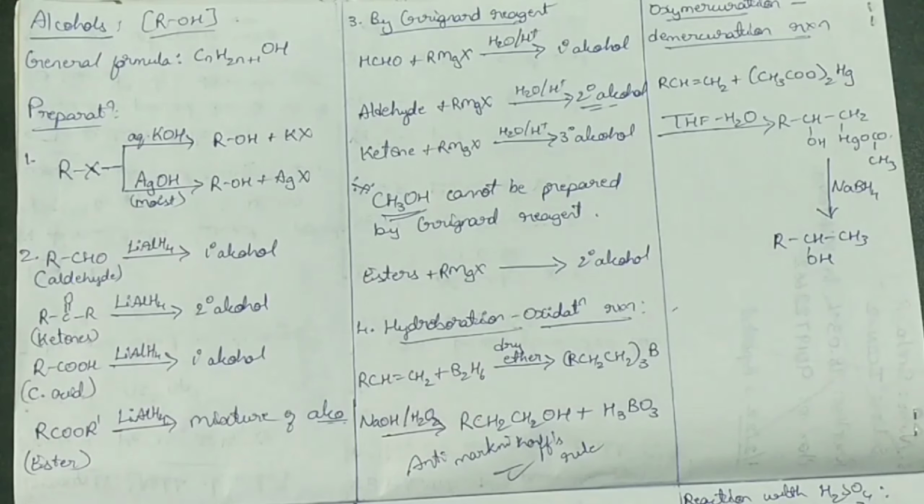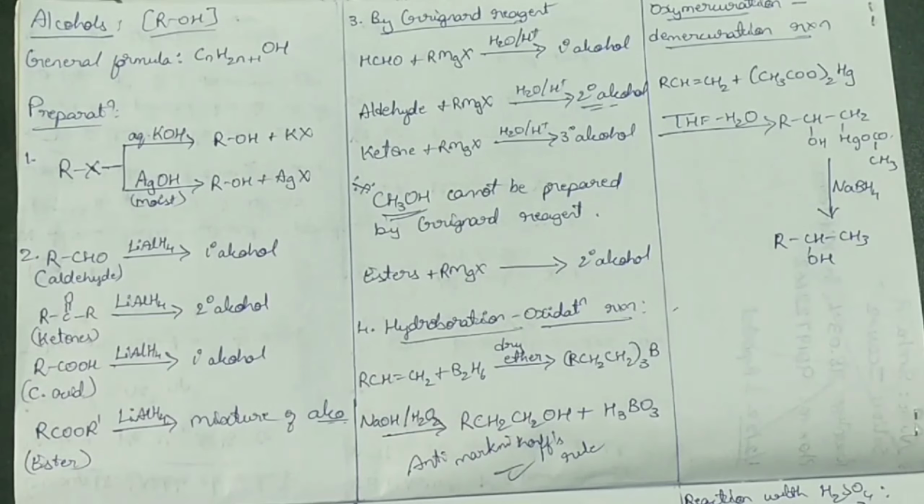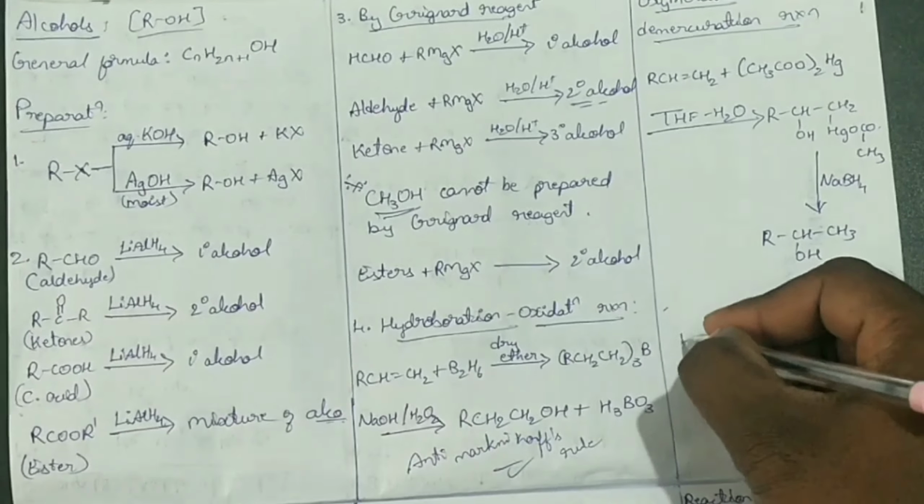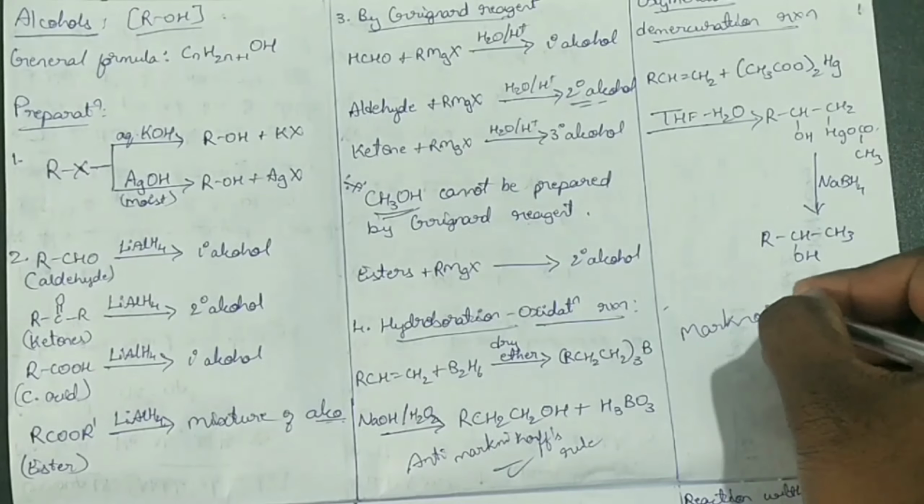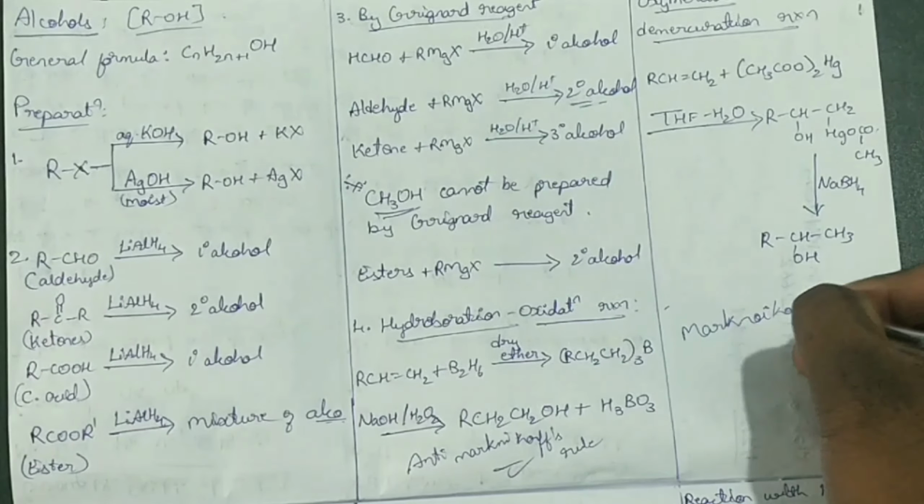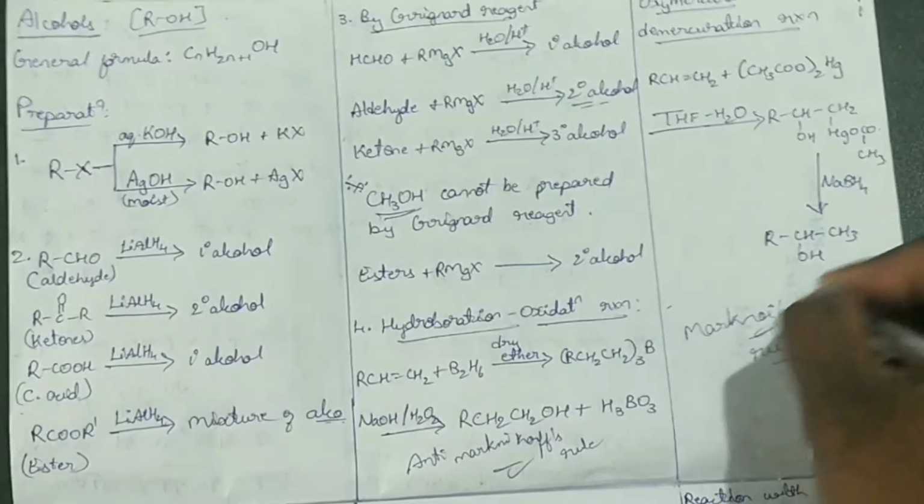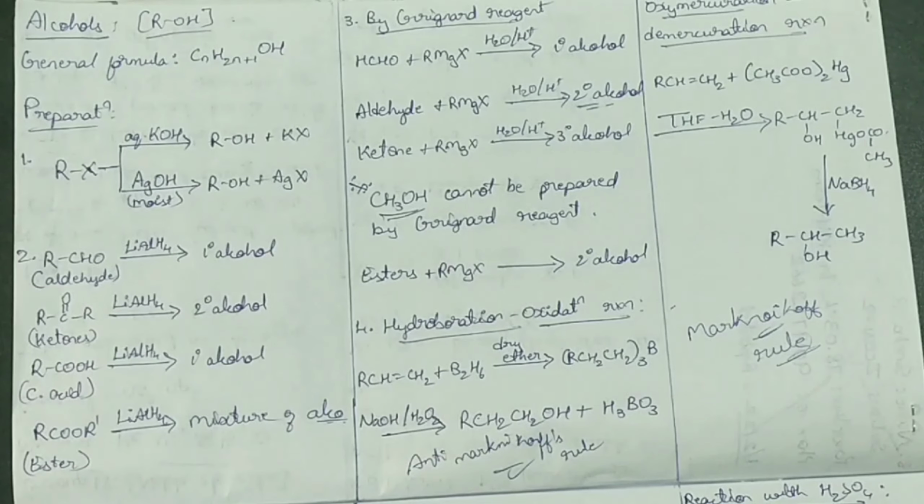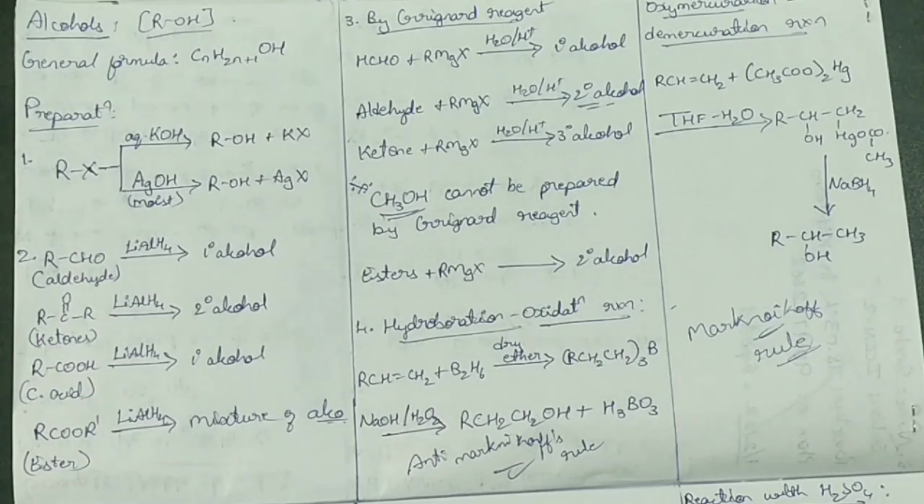Next, another important reaction is the oxymercuration demercuration reaction. This reaction takes place according to the Markovnikov rule, where the addition of water is to an alkene. In this important reaction, the mercury is eliminated from the reaction at the end.